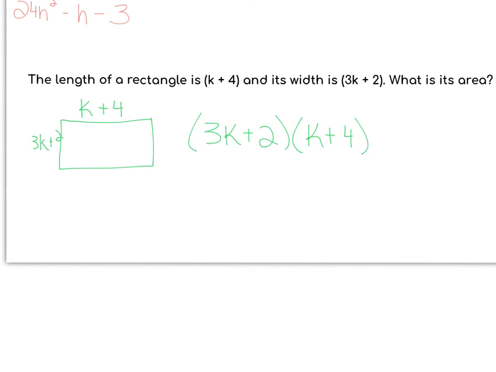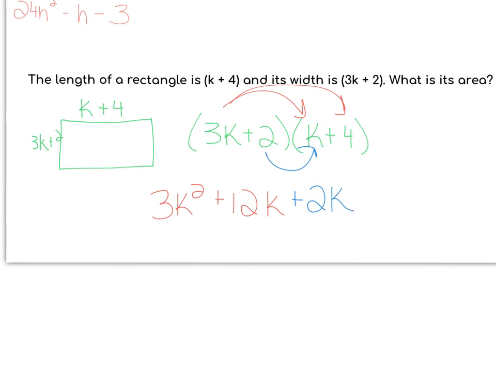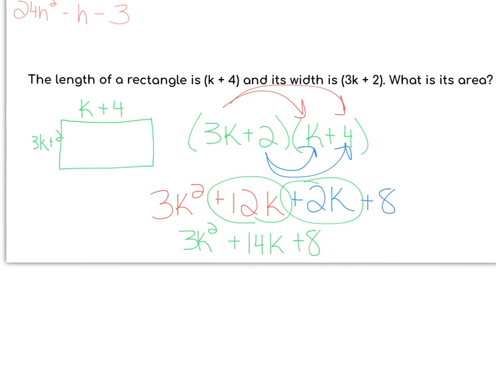So guess what? It's exactly what we've been doing the whole time, okay? So I'm going to distribute the 3k. 3k times k is 3k squared. 3k times 4 is 12k. I'm going to distribute the 2. 2 times k is 2k. 2 times 4 is 8. I'm going to look for my like terms. I have 3k squared. 12k plus 2k is a positive 14k, and plus 8.